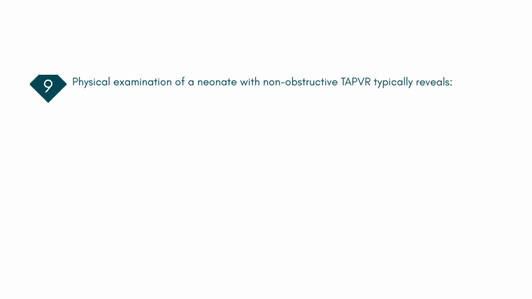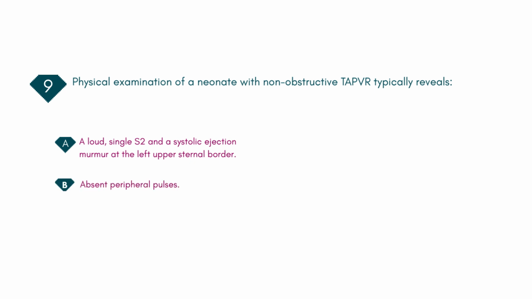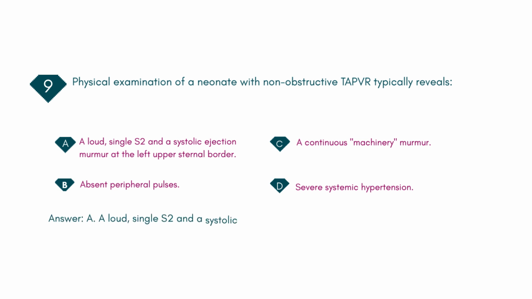Physical examination of a neonate with non-obstructive TAPVR typically reveals A. A loud, single S2 and a systolic ejection murmur at the left upper sternal border. B. Absent peripheral pulses. C. A continuous machinery murmur. D. Severe systemic hypertension. Answer, A. A loud, single S2 and a systolic ejection murmur at the left upper sternal border.